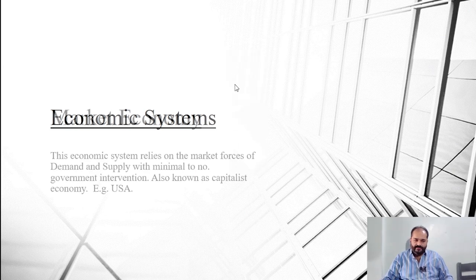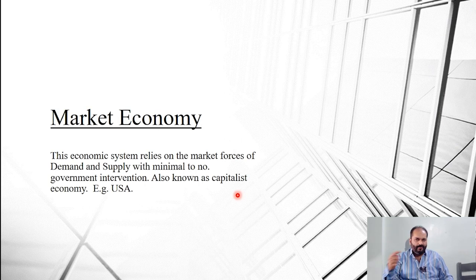So what is market economy? This economic system relies on the market forces of demand and supply, with minimal to no government intervention. The best example in today's life, I'll just tell you one key point over here. There is no economy in the world which is truly a market economy. All the economies in the world have some kind of government interference or intervention.